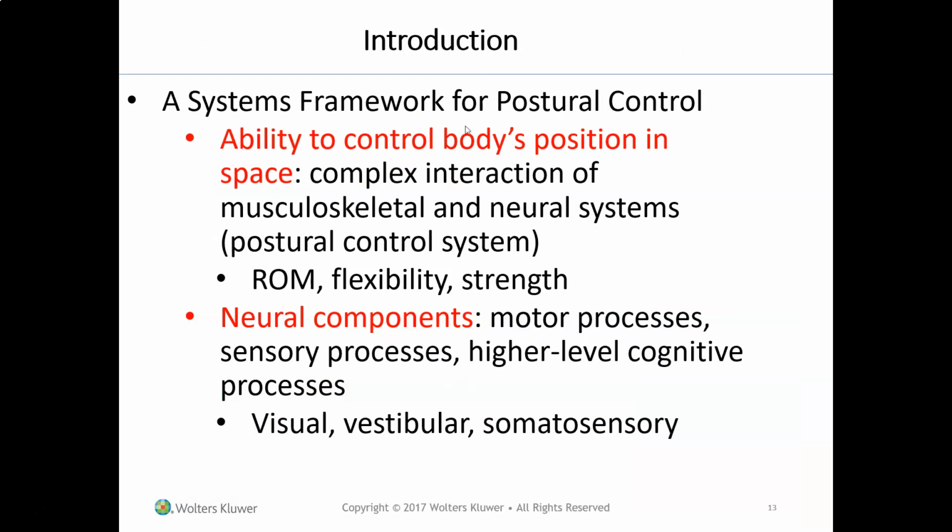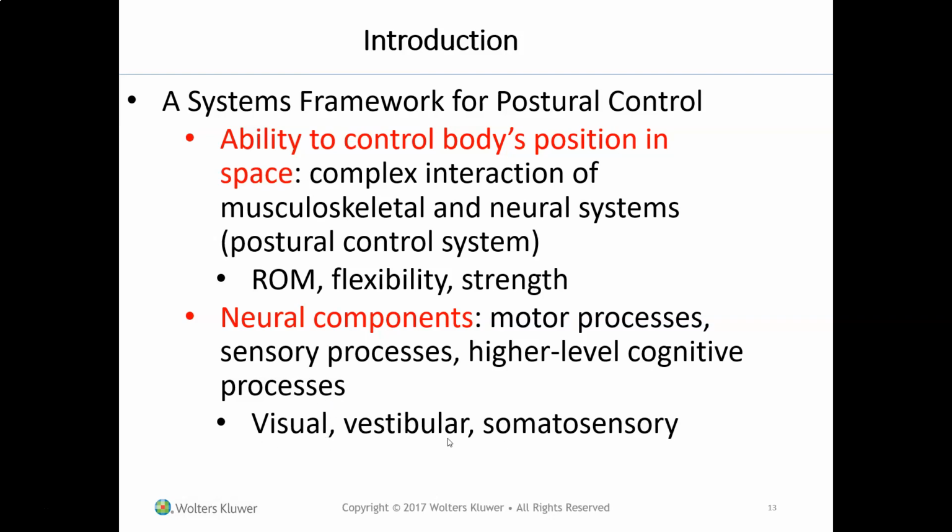So we need a systems framework for postural control. It's the ability to control the body's position in space, a complex interaction of musculoskeletal and neural systems, the postural control system. Okay, so the postural control system is your musculoskeletal (MSK) system and your nervous system working together, and that can include range of motion, flexibility, and strength. Now the neural components: there you have a whole bunch of motor processes, you have sensory processes, you have higher level cognitive, and that's your visual, vestibular, and somatosensory. So if we take one out, then the other two have to work harder. If we take two of them out, then one has to work harder.